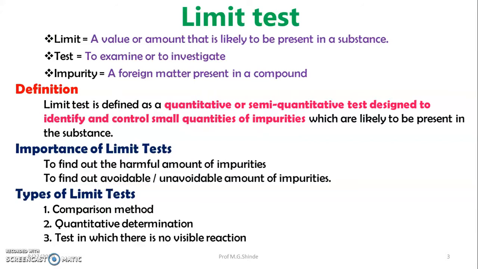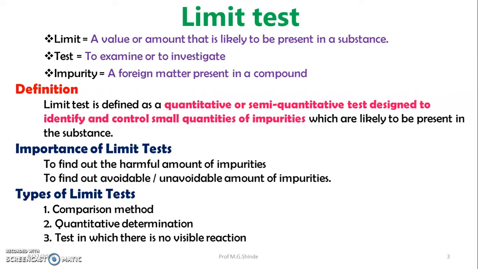A limit is a value or amount that is likely to be present in a substance, and test means to examine or to investigate, while an impurity is a foreign matter or foreign particle present in the compound. The limit test is defined as a quantitative or semi-quantitative test designed to identify and control small quantities of impurities which are likely to be present in the substance. The importance of these limit tests is to find out the harmful amounts of impurities, and the avoidable or unavoidable amount of impurities.